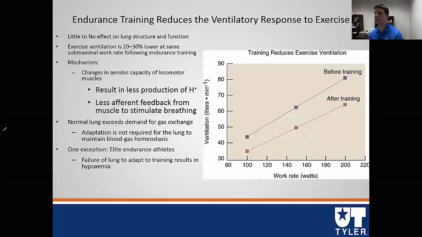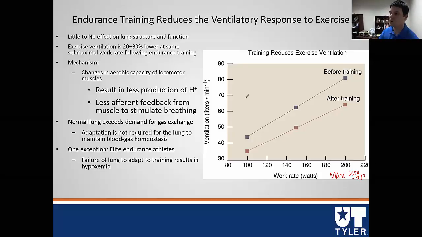So let's look at what happens with endurance training and the ventilatory response. Again, we see a linear increase going with work rate in watts. Again, these are both relatively submaximal work rates. I know most students aren't familiar with what watts are, but most people's max is 250 to 300. So again, we're talking less than submaximal exercise here.